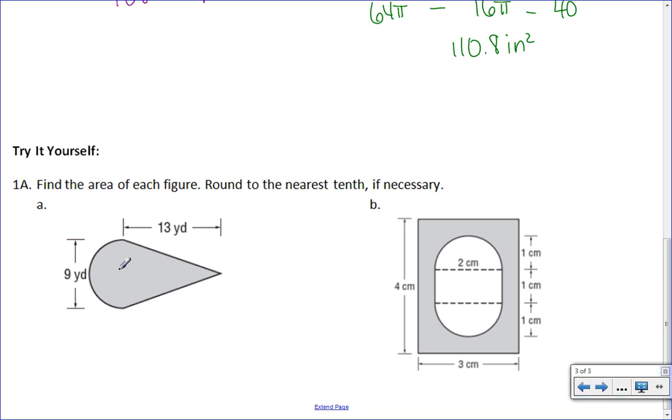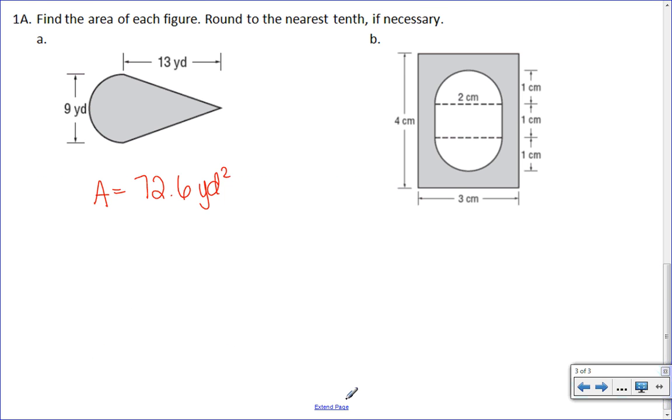Okay. For the first one, you should have split this into half of a circle, and make sure you're very careful about what the radius is for that circle, and a triangle. And your total area should have come out to 72.6 square yards.